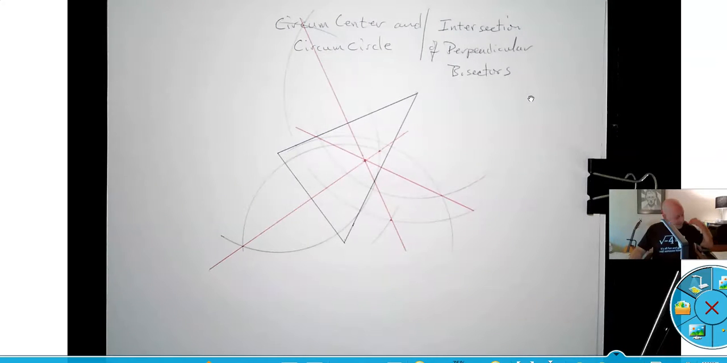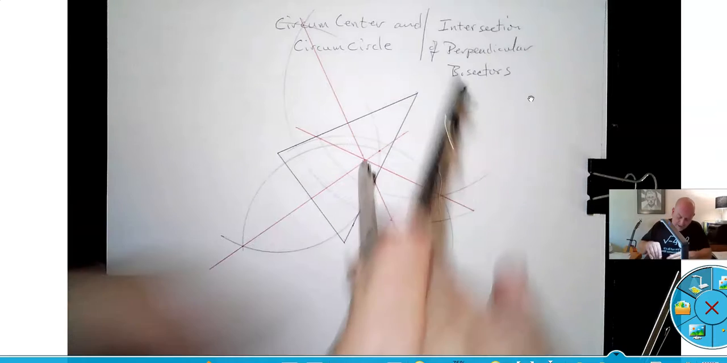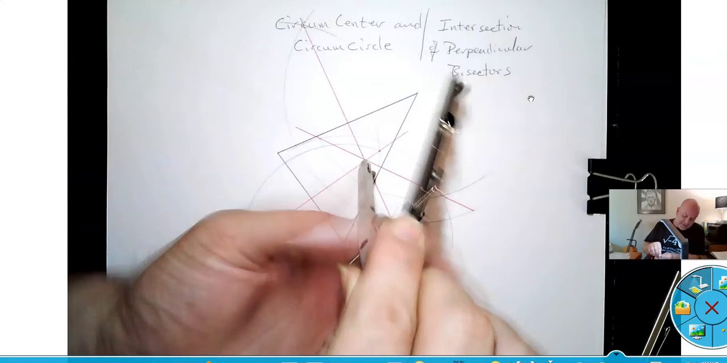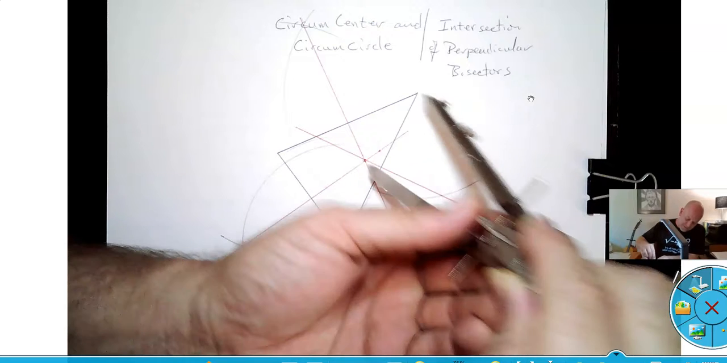Now, here's the idea though. If we've done this right, I should be able to measure the distance from this center to one of the vertices. Oops, we're sliding around here again.